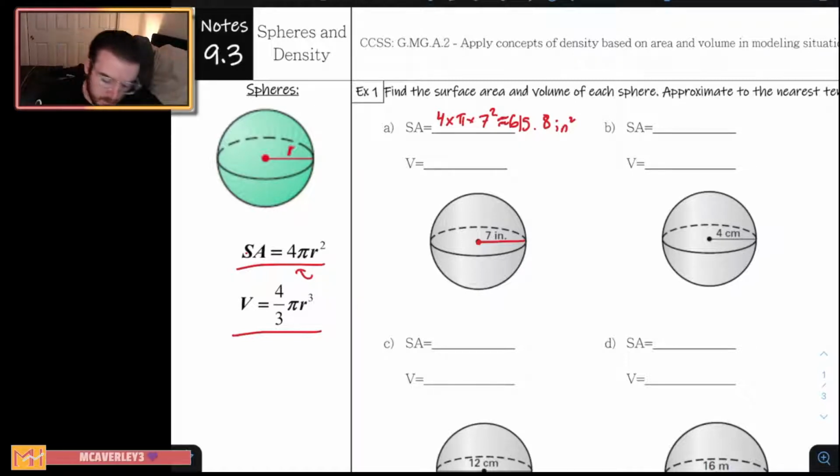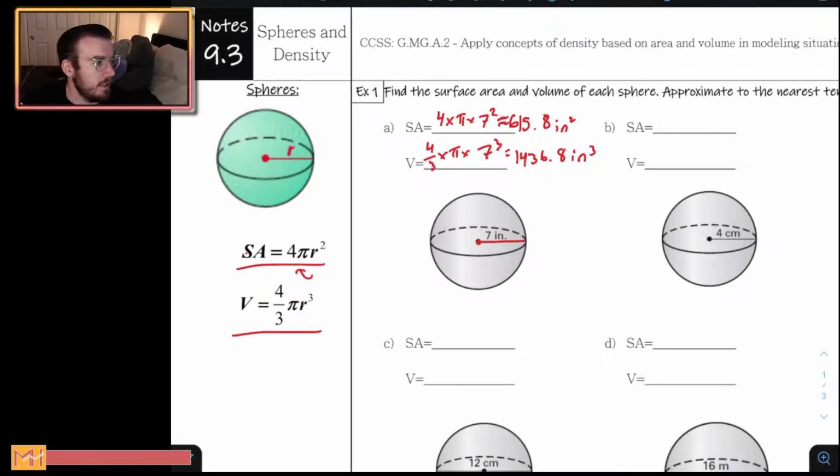And when we do volume, it is 4/3 times pi times radius cubed. And 7 cubed is 343 times pi times 4 divided by 3. So I know some of us get a little scared or intimidated or a little confused on how to punch these things into a calculator sometimes, especially when we see fractions and whatnot. It's okay to punch these things in separately.